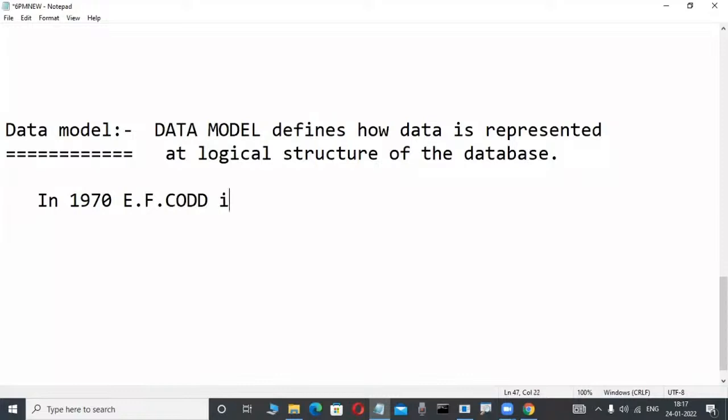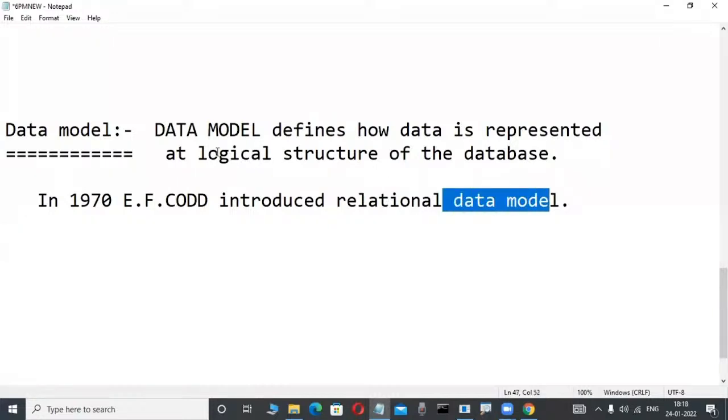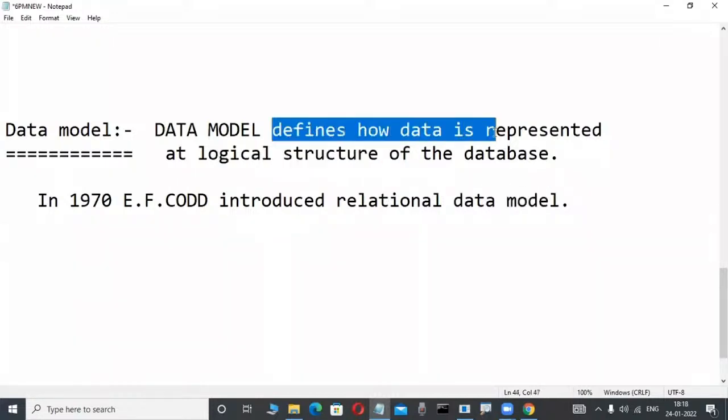E. F. Codd introduced it. He is a mathematician working at IBM in those days. In 1970, E. F. Codd introduced the relational data model. Relational data model means what? What is the logic in a logical structure? How is data represented?